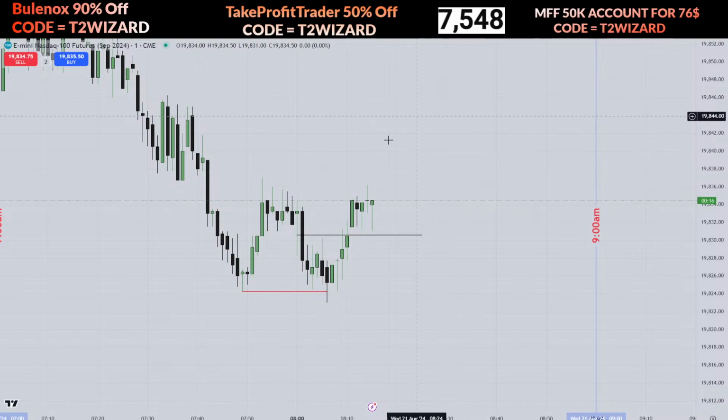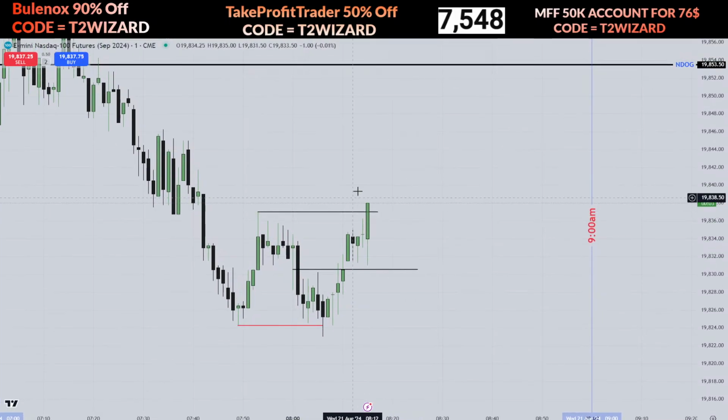I'll have to count the candles. So 1, 2, 3, 4, 5, 6, 7. Within 6 to 7 candles, I would love to see, if it is going higher, it should close above that high. If it can close above that high, I will try to catch the buy move.